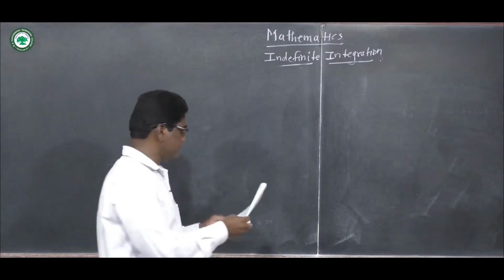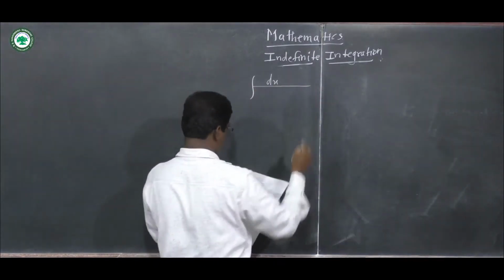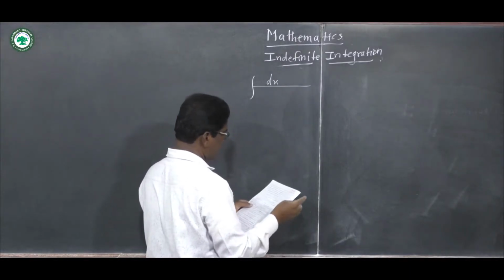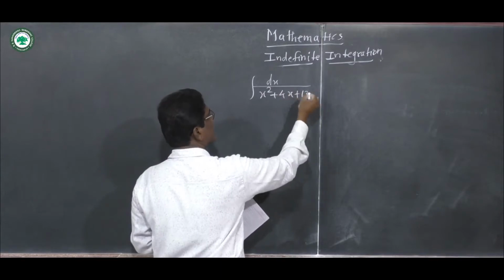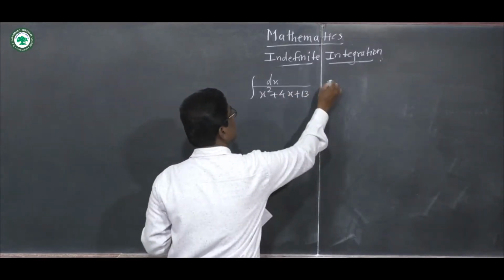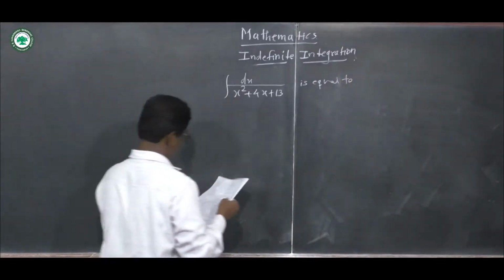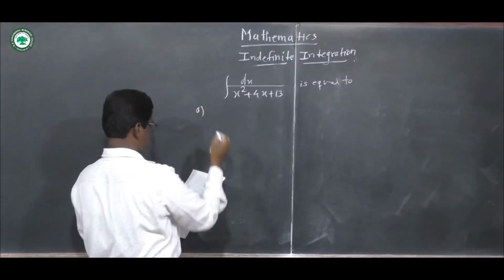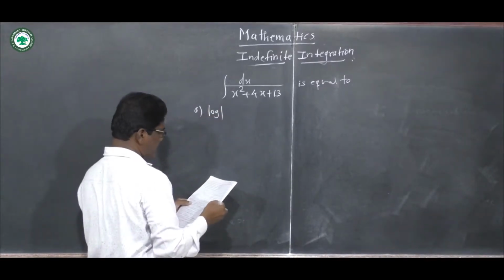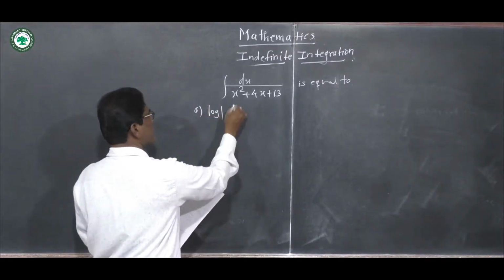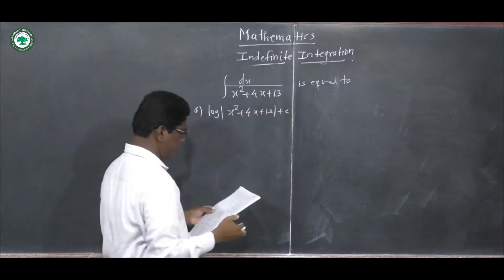Integration of dx upon x square plus 4x plus 13 is equal to: A, log of x square plus 4x plus 13 plus constant of integration.